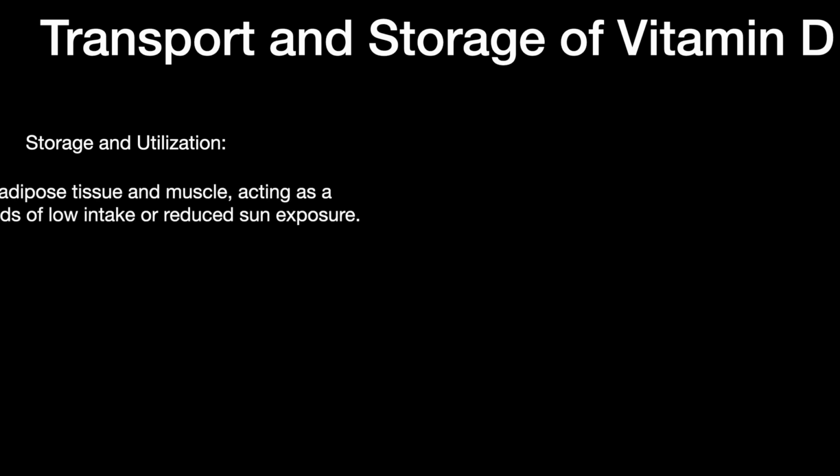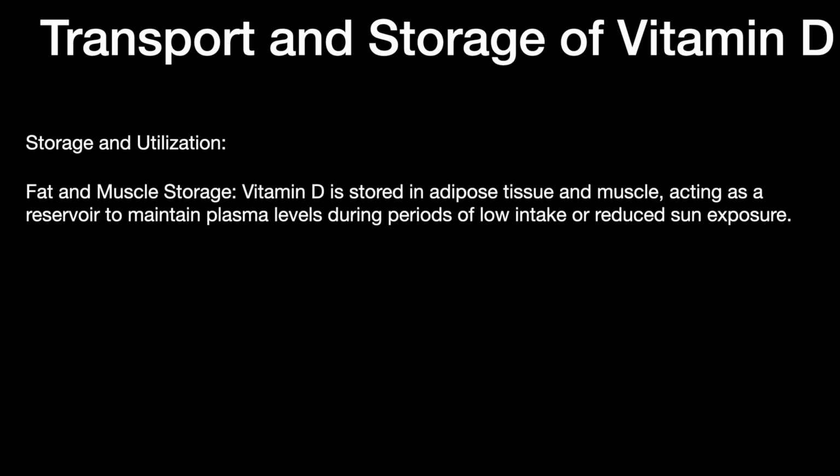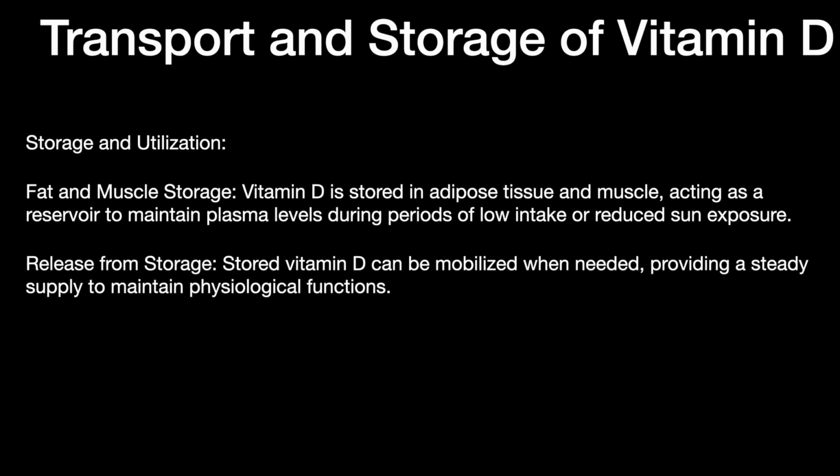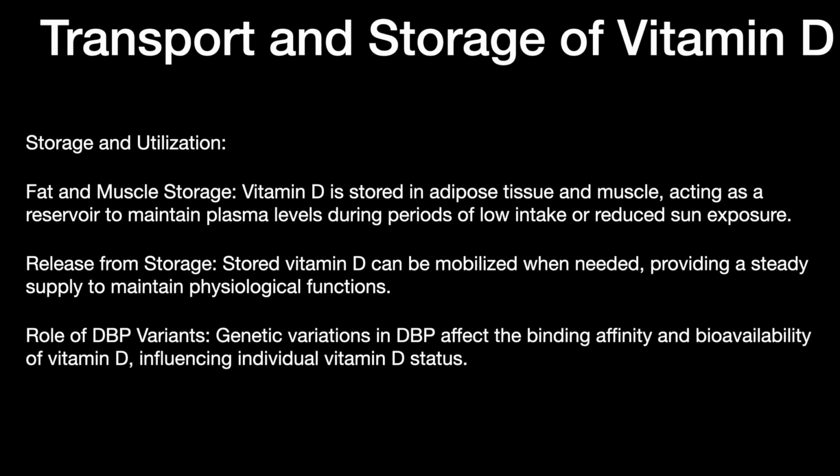Now, storage: fat and muscles. Vitamin D is stored in the adipose tissue and muscles, acting as a reservoir to maintain the plasma levels during periods of low intake and reduced sun exposure. Now, release from storage: it is mobilized when needed to maintain a steady state in the blood and to maintain the physiological functions.